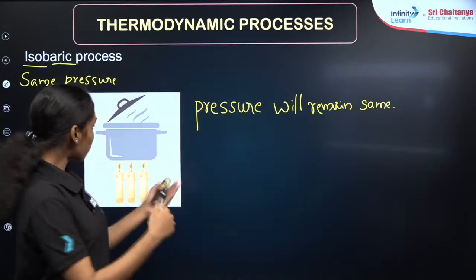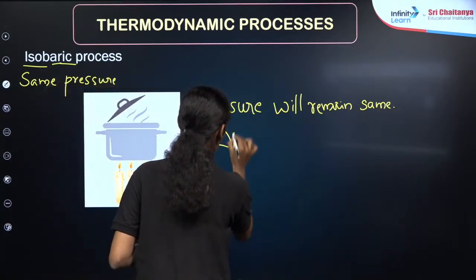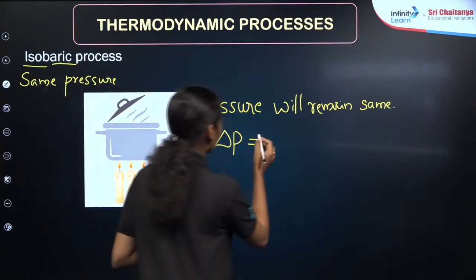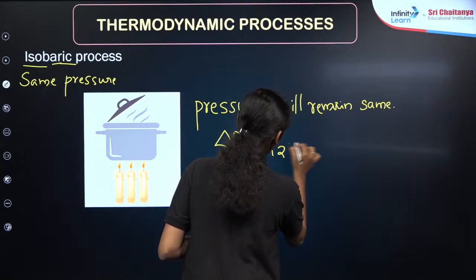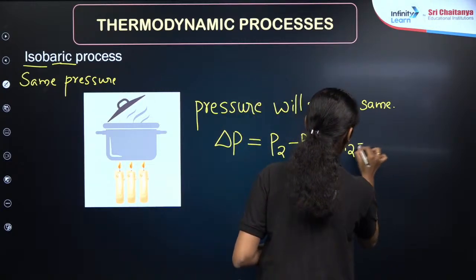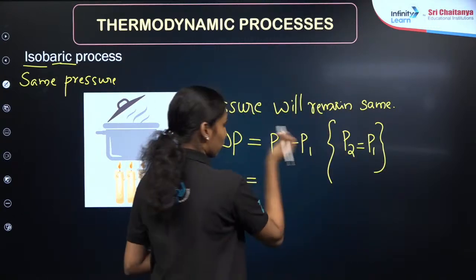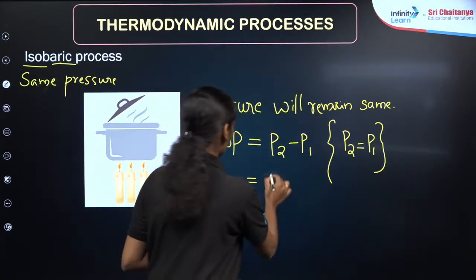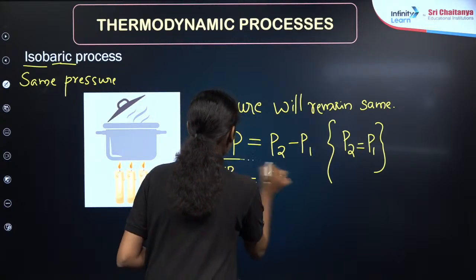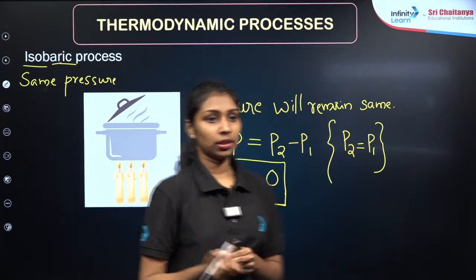So I can call this process an isobaric process, which means that delta P, the change in pressure, right? Pressure is a state function, so we can say that P2 minus P1, where P2 is equal to P1, for the same pressure condition. P2 minus P1 will be 0. So this is the condition for an isobaric process, that delta P is equal to 0. Clear?